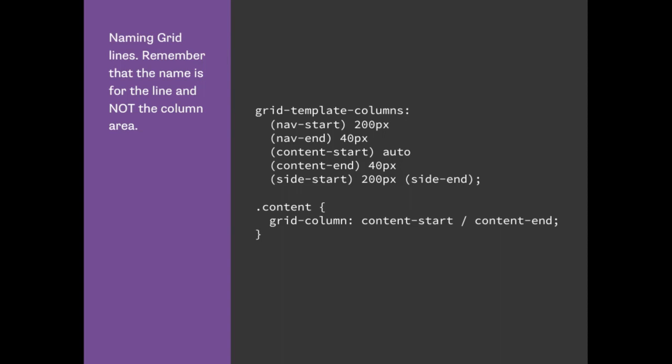Now, you've got to work that out. But once you've done that, you can then say, I want my content to go grid column content start / content end, which is easier than remembering where the lines are. So that's a useful point to note. You can name your lines.